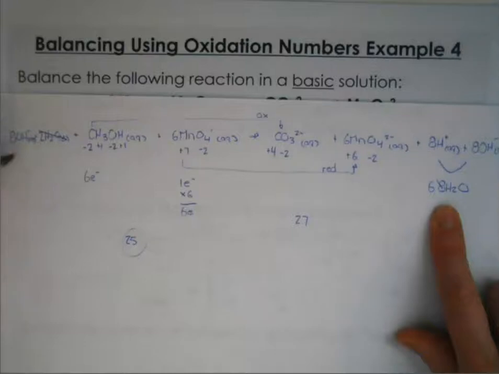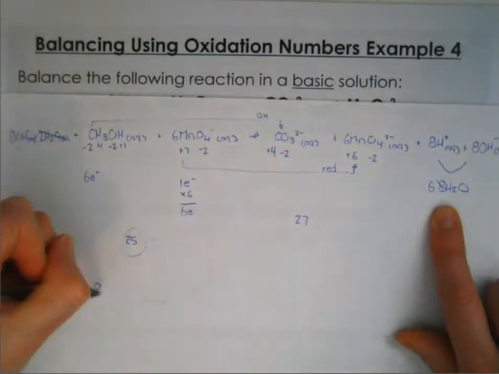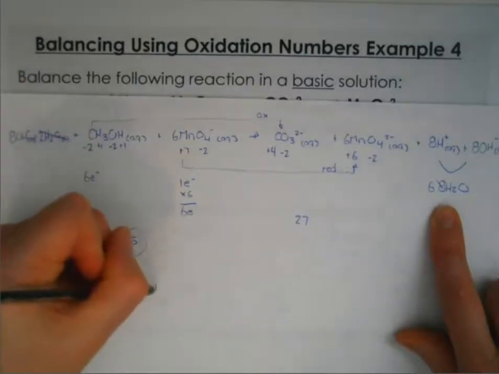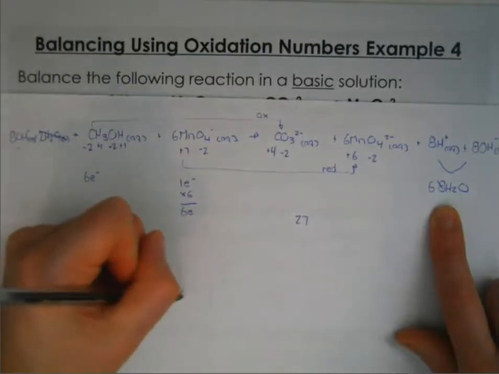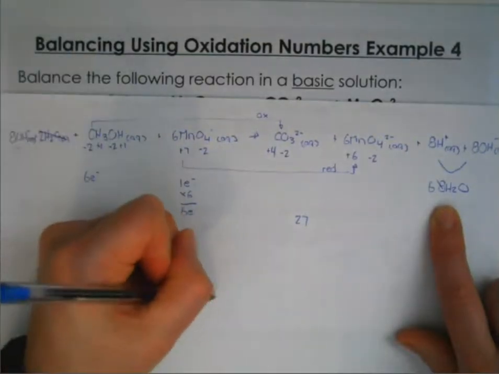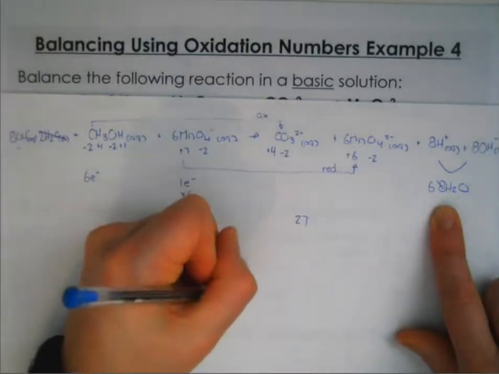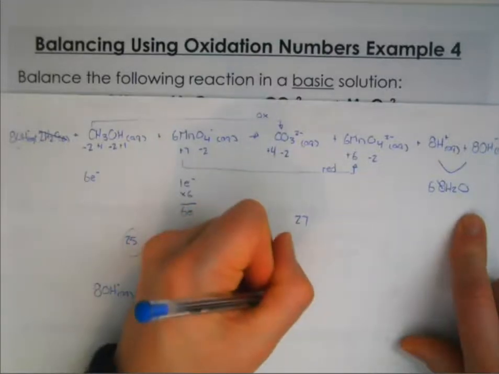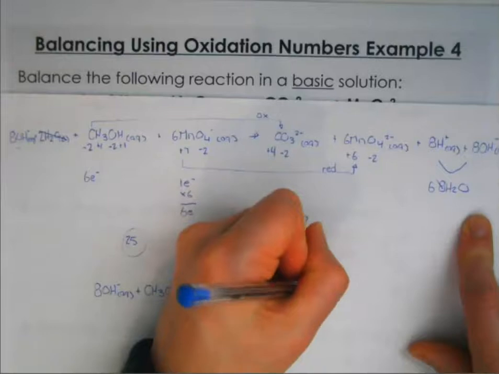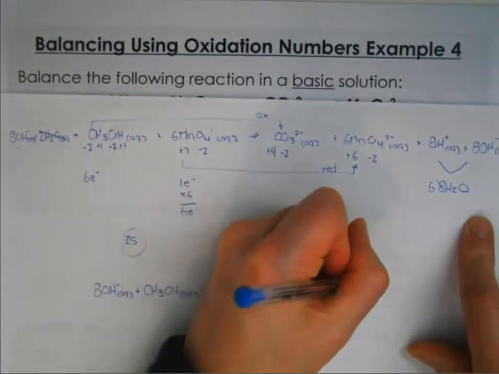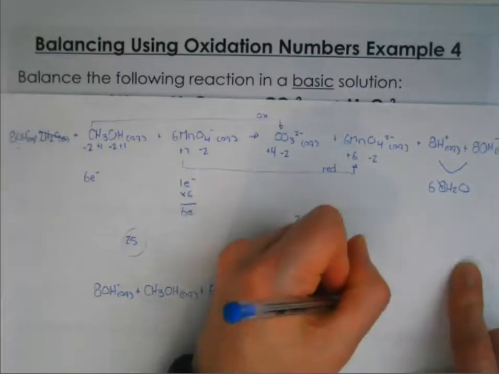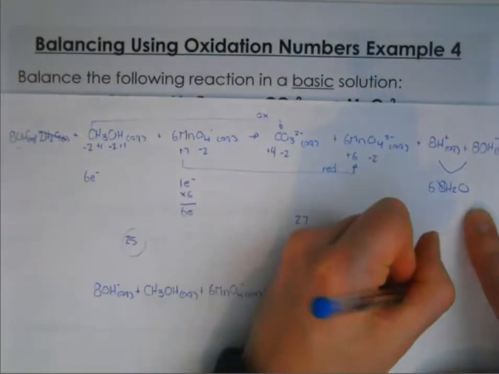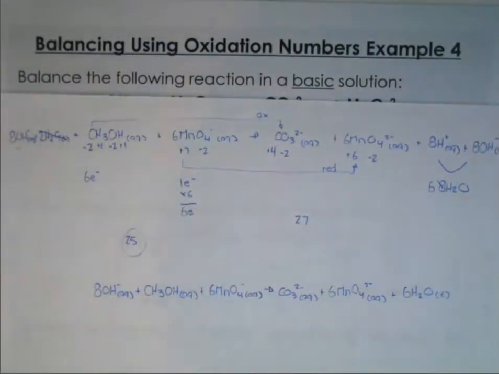So now I can rewrite out my full equation. So starting over here, I have 8 hydroxides, plus my CH3OH, my methanol, aq, plus 6 permanganate ions, and we're making carbonate, plus 6 manganate, MnO4 2 minus, aq, and those 6 waters, 6 H2O. Okay, so there's our final balanced version of this.